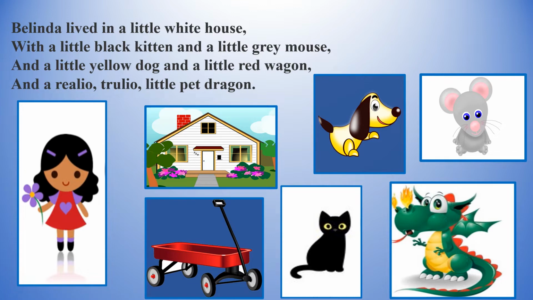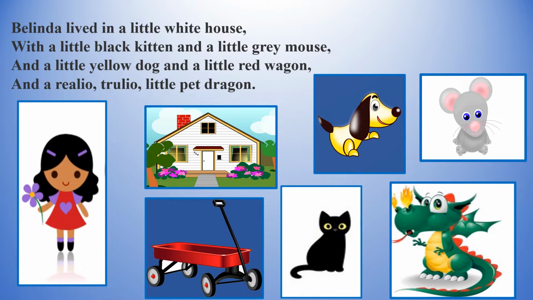Belinda lived in a little white house with a little black kitten and a little grey mouse and a little yellow dog and a little red wagon and a realio trulio little pet dragon.